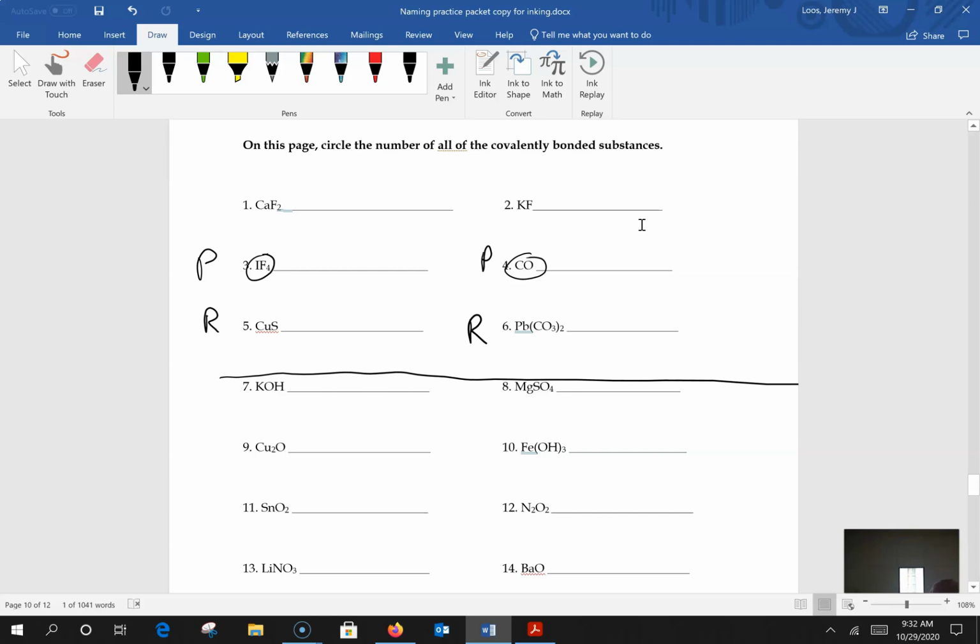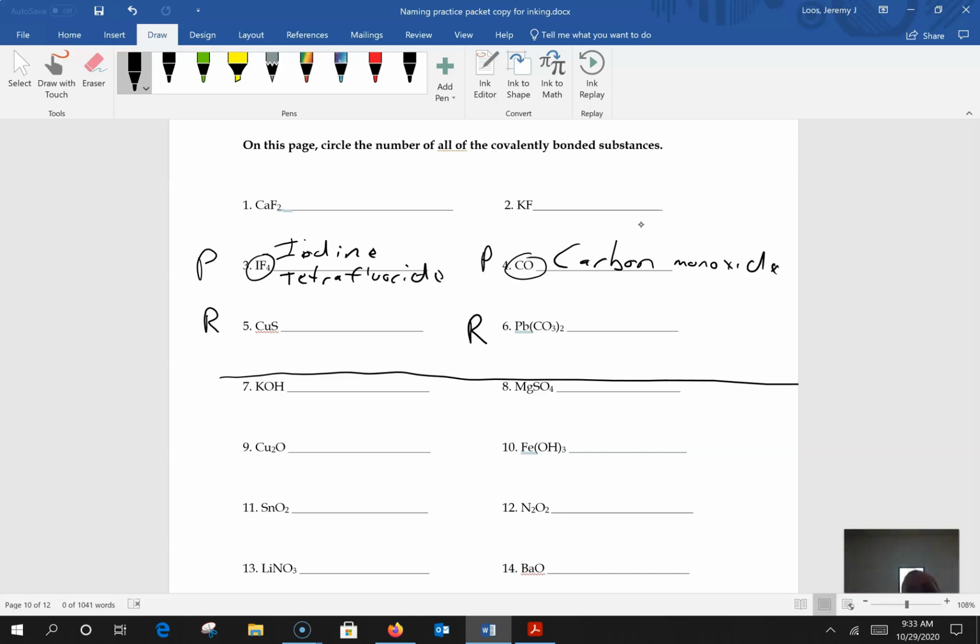So like this one, that's going to be iodine tetrafluoride. So we use prefixes here. This one is going to be carbon monoxide. Now I'm done using prefixes on the top half, so I'm going to get that out of my system. I'm never going to use them again.